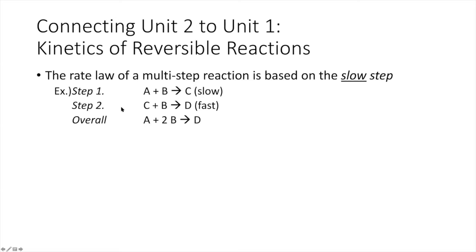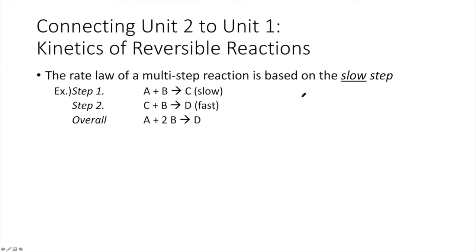And remember that, I wrote it down here so that you can see it's the sum of the two individual steps. But this overall reaction breaks down into step 1 and step 2. In step 1, A reacts with B to form this intermediate C. And in step 2, that intermediate C reacts with another molecule of B to form product D. And it turns out that step 1 in this example is the slow step. And so as we said above, the rate law is going to be based on that slow step.